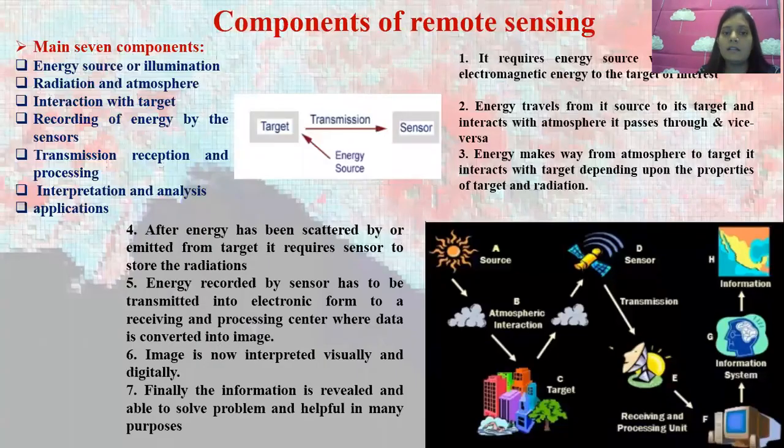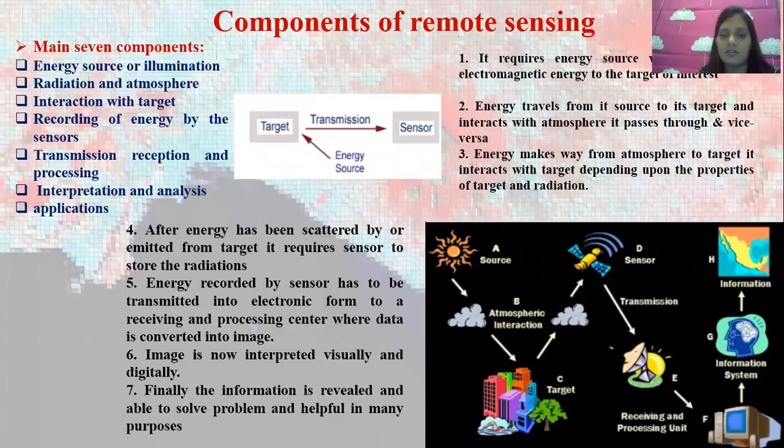Moving further, this is a very important topic, that is the components of remote sensing. Yes, there are 7 main components of remote sensing. Here I would like to recall: energy source and illumination, radiation and atmosphere, interaction with target, recording of energy by sensors, transmission, reception and processing, interpretation and analysis, and application. Process by process, this sequence should be maintained.